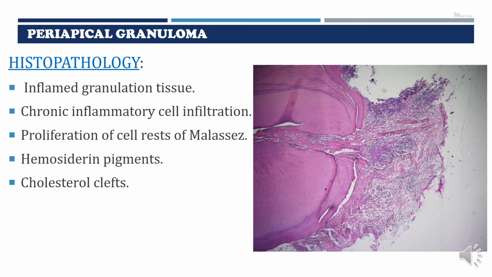As a part of inflammation, these will undergo proliferation. The increased inflammation will also result in increased vascularity, such that the RBCs are spread out into the tooth surface. These RBCs undergo disintegration, releasing hemosiderin pigments. These hemosiderin pigments will further break down into cholesterol, such that during tissue processing, these cholesterol are washed away from the tissue and results in what we call as cholesterol clefts.